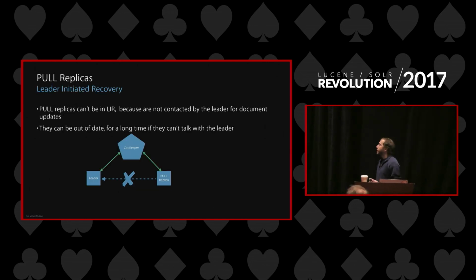One of the main reasons I think that pull replicas are interesting is that they cannot go to leader-initiated recovery, right? Because it doesn't get the update from the leader, it will never go into a leader-initiated recovery state. And they will continue serving traffic as long as they can talk with Zookeeper, right? You can still query, even if there is a partition and it cannot talk with the leader. That will give you some out-of-date data, the same as in master-slave, when the slave cannot talk with the master. But maybe that's what you want, right?